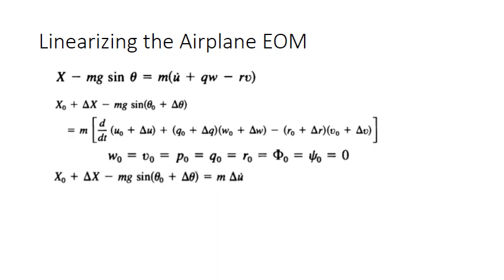Applying step number 3 of the linearization process to neglect the multiplications of small perturbations, we get this simple version. So when multiplying delta q times delta w, these are small quantities, so we will neglect these terms. Also delta r times delta v. So after this simplification, we get the following equation instead of this equation.